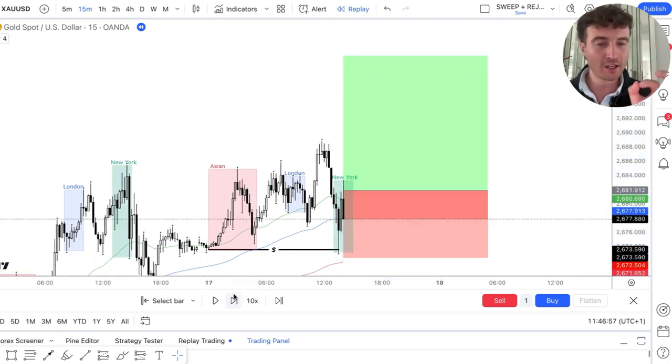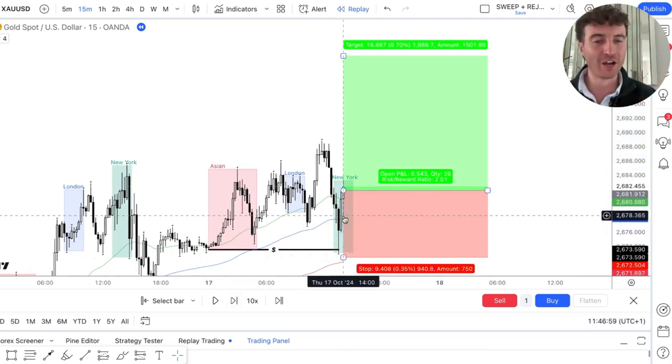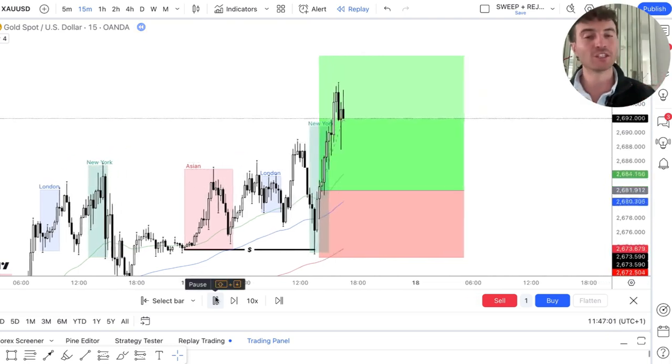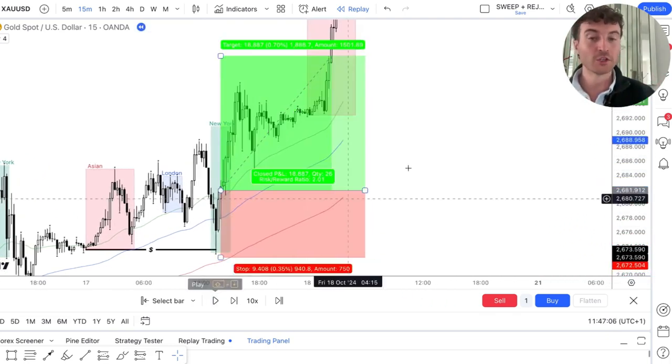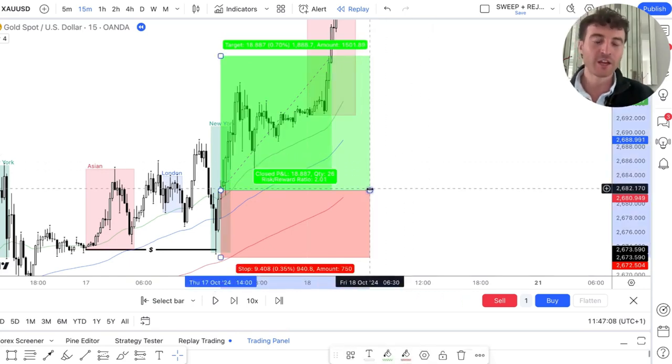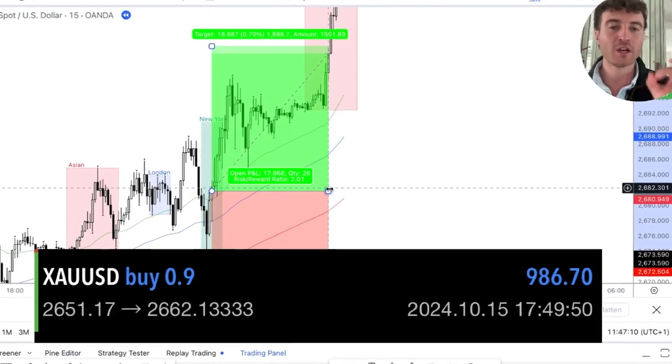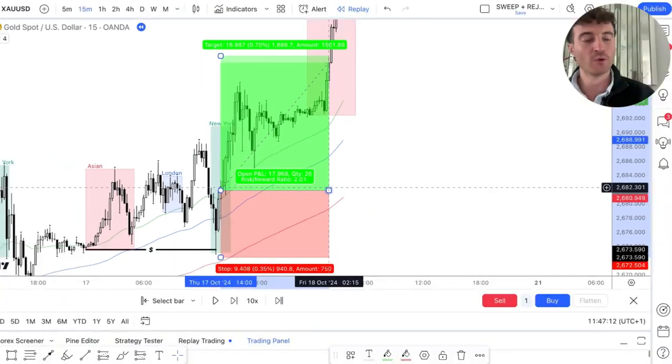So you can see right here, we're triggered in on the break of this candle's high. Now we just need to be patient and allow that trade to play out. You can see during the Asian session, this trade smashes take profit for a 1 to 2 risk to reward. And this is exactly how I trade the New York session on a daily basis.